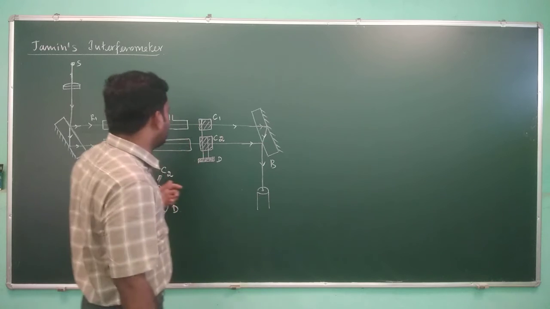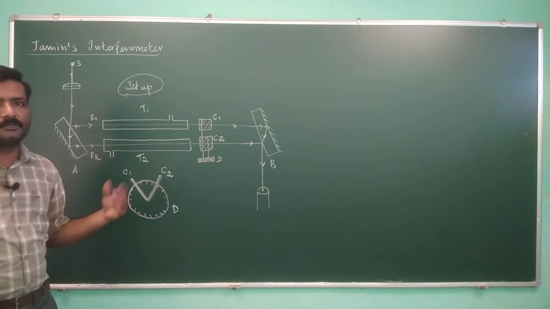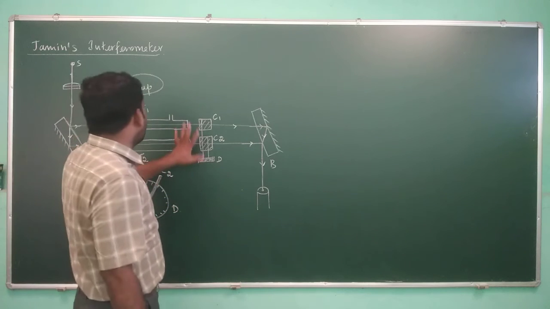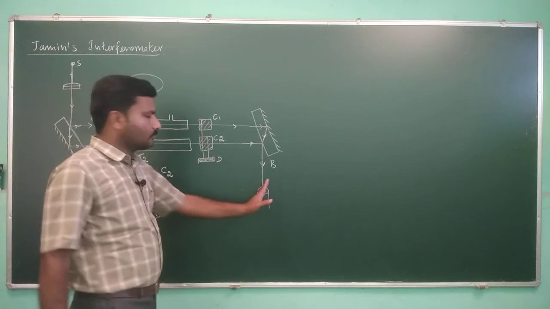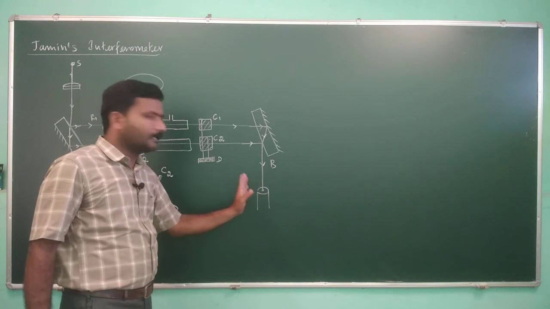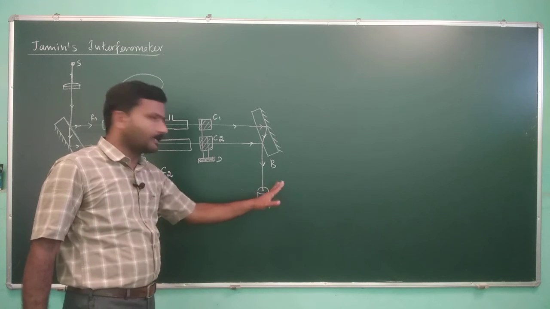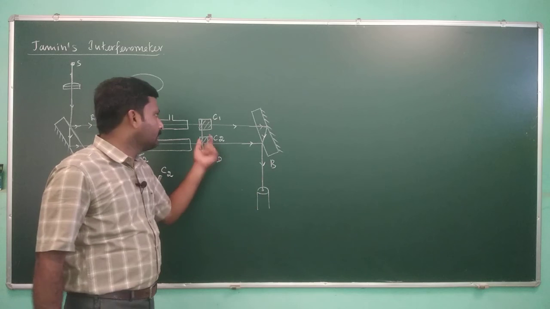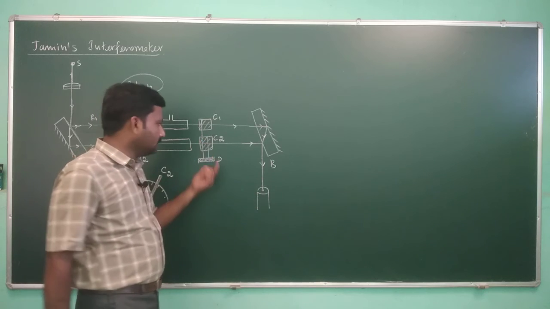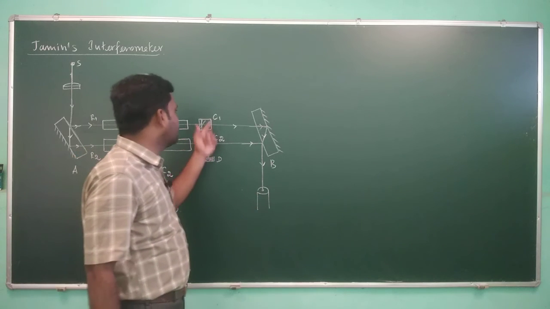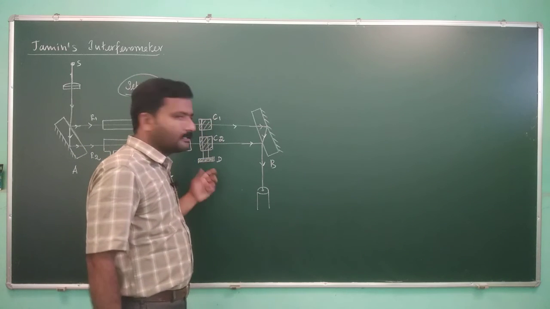Now we will choose the direction where the path difference decreases, so that after filling the gas, some n number of fringes will be crossed. Now what we have to do is adjust one of the glass plates, either C1 or C2.